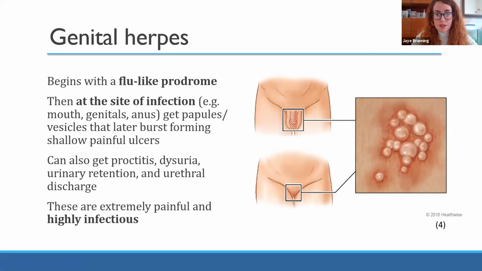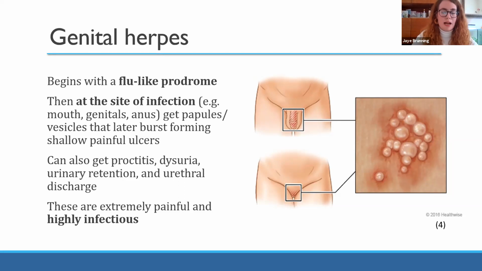When I say at the site of infection, what I mean is depending on where your patient had the sex, depends on where they will present with their ulcers. So if it was oral sex that gave them the herpes simplex virus, then it will be around the mouth, and likewise with the genitals and the anus as well. Patients can also get proctitis and dysuria, and the reason that people get dysuria is because the vesicles and ulcers themselves are really painful, so when the urine passes over them, it causes a lot of difficulty. That can then lead to a complication of urinary retention because the patient will have hesitancy and they want to go, so it's important that we treat them for that.